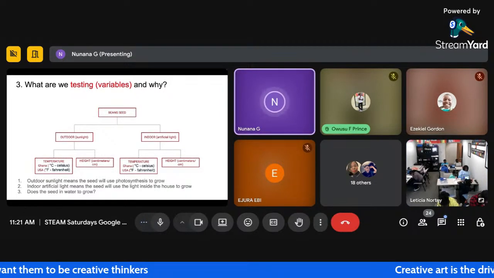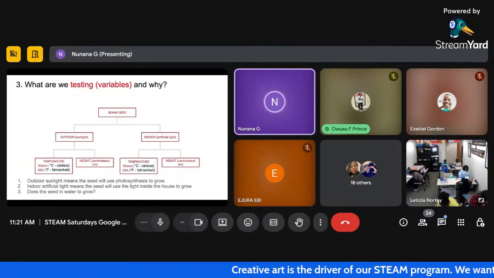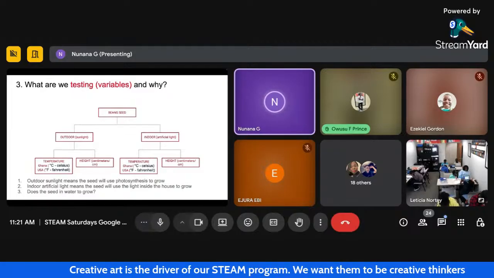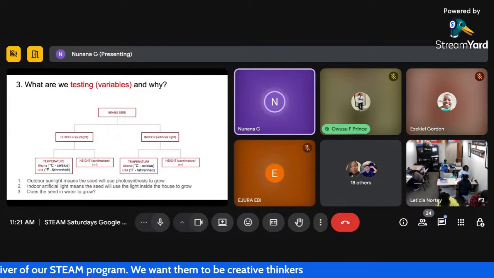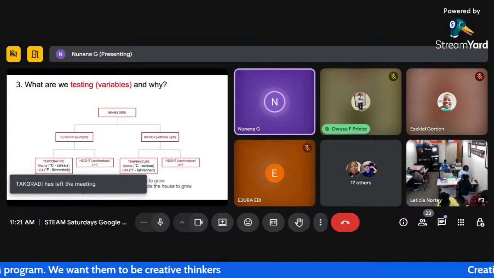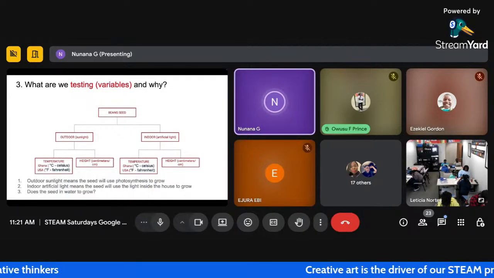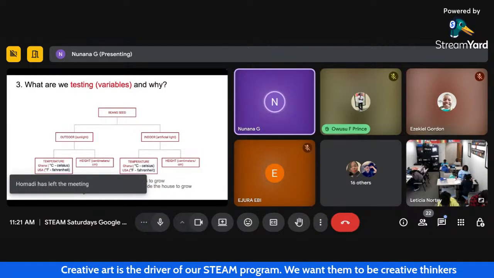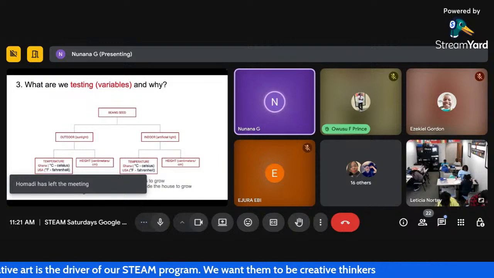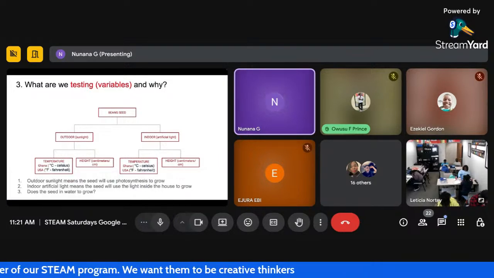So we are basically redoing the experiment from last time, right? The last experiment was sunlight versus no sunlight. This time is natural sunlight versus artificial sunlight. So the sunlight you get when you're outside versus the light you get when you're inside.